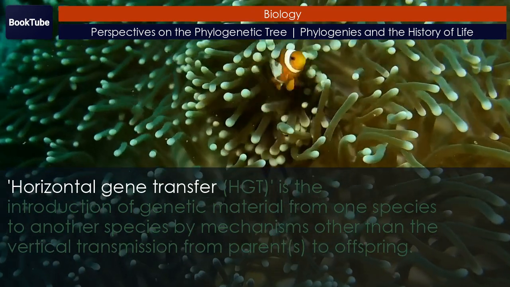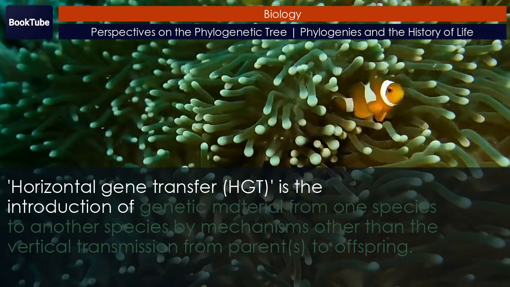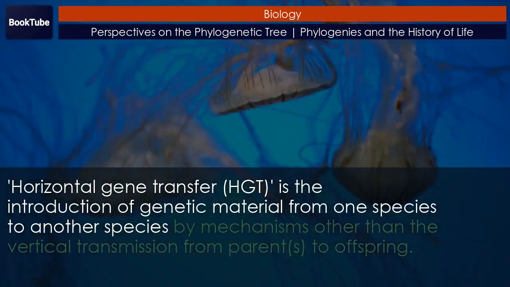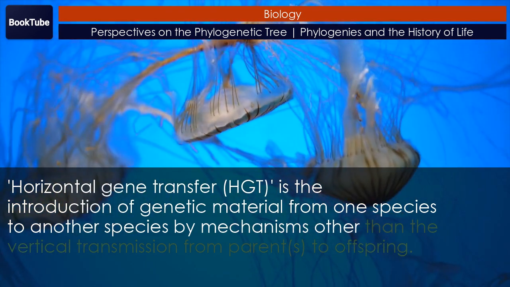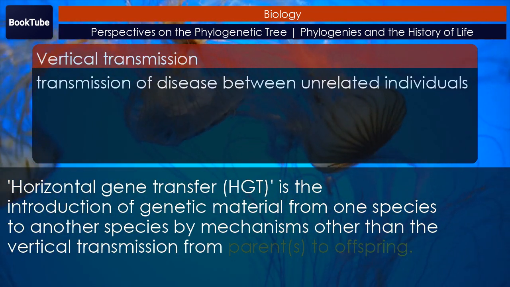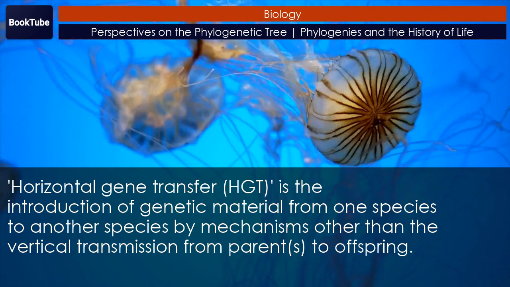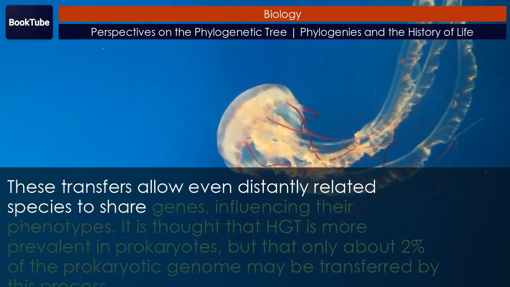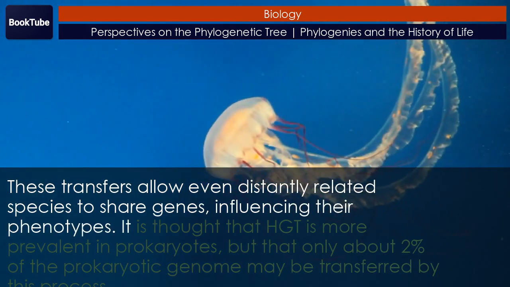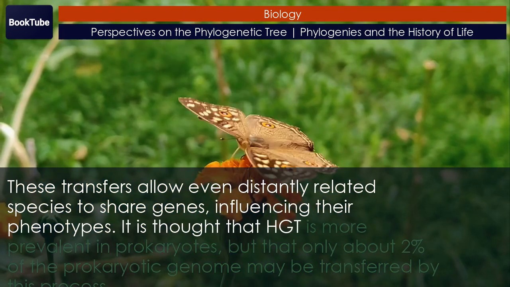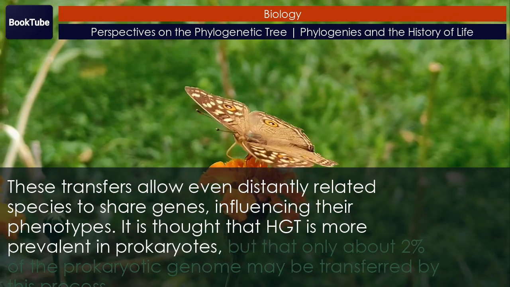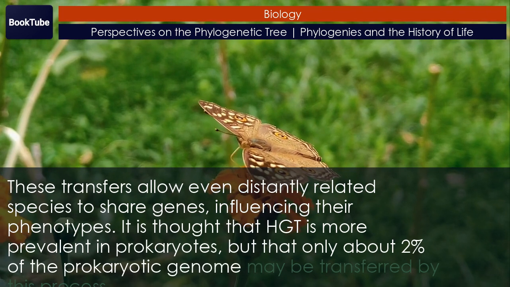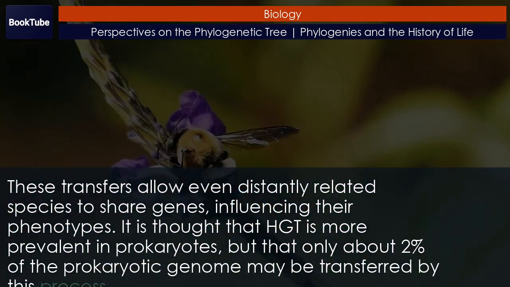Horizontal gene transfer, HGT, is the introduction of genetic material from one species to another species by mechanisms other than the vertical transmission from parent to offspring. These transfers allow even distantly related species to share genes, influencing their phenotypes. It is thought that HGT is more prevalent in prokaryotes, but that only about 2% of the prokaryotic genome may be transferred by this process.